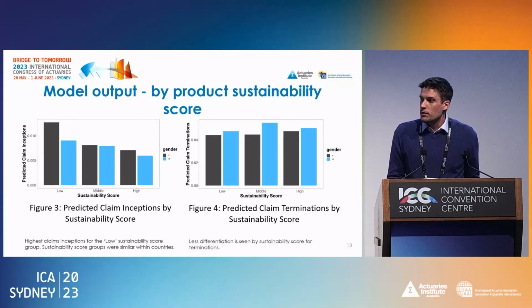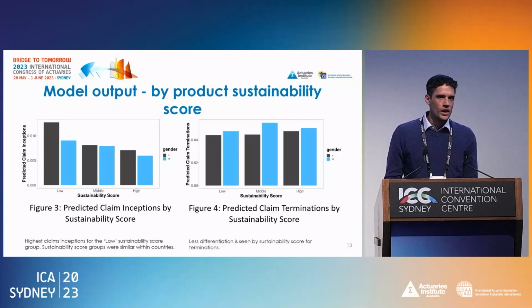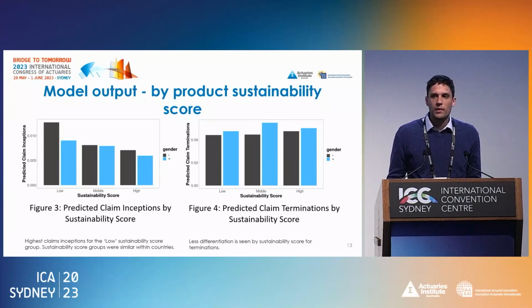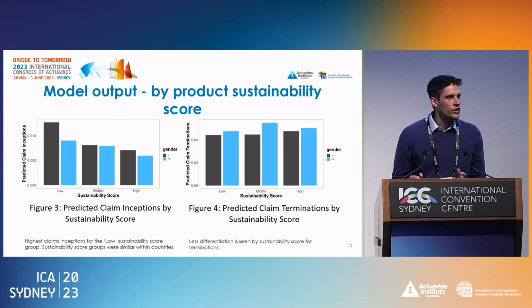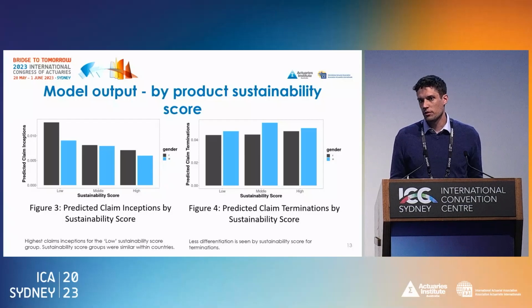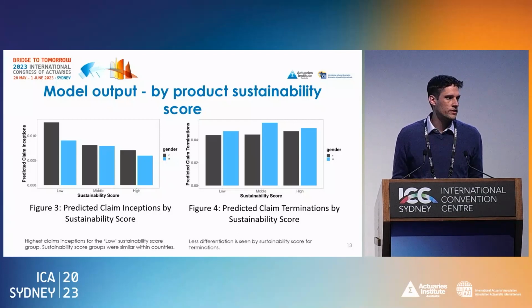As Matt mentioned, sustainability score was one of the things we looked at. And generally, what you see here is the graph on the left is higher claims inceptions for your products that are less sustainable. And what is quite interesting is there's less differentiation on the termination side. We thought that was interesting, so in the paper we did look at the graph on the right by deferred period or waiting period, and we do see some differentiation if we separate it out into shorter deferred periods versus longer deferred periods. What this indicates is some differences in accidental versus sickness claims, which some markets do interrogate separately.